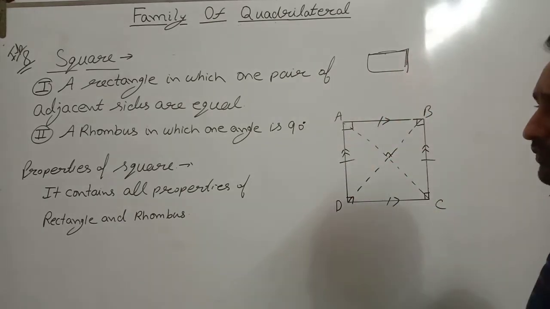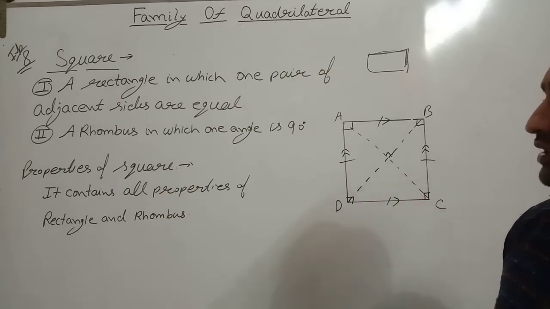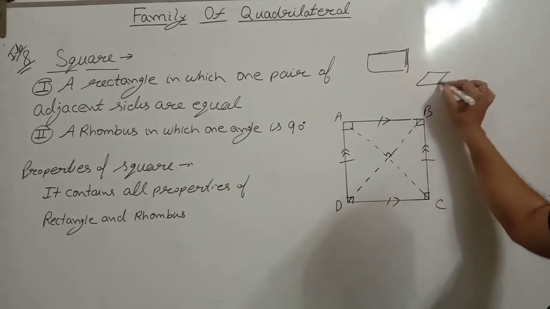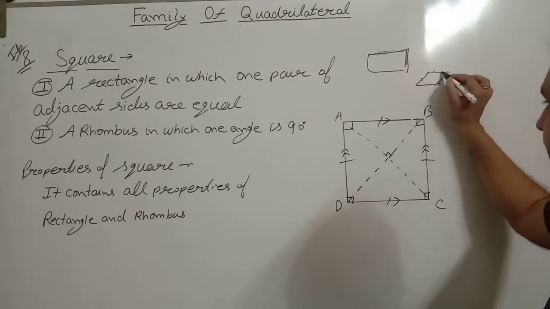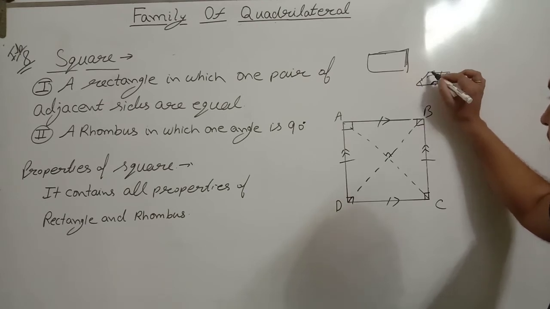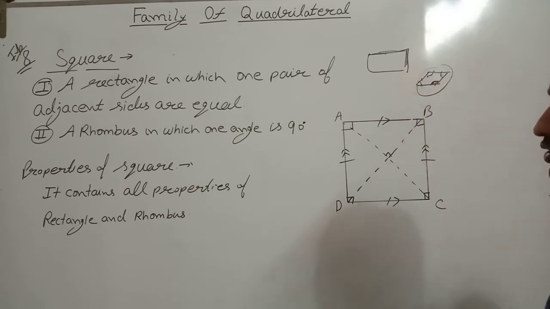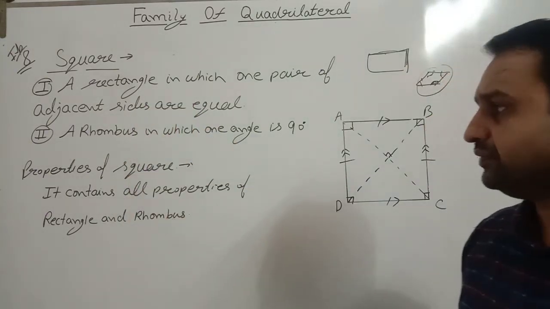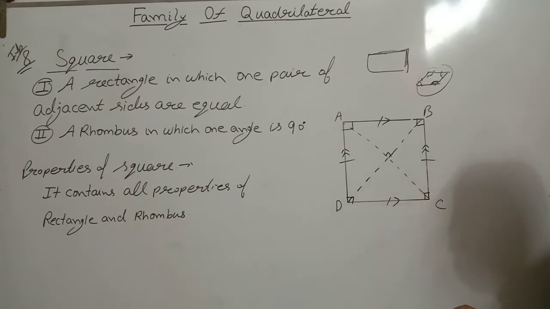If we define a square based on a rhombus, it is a rhombus in which one angle is 90 degrees. In a rhombus all sides are equal, but if one angle is 90 degrees, then this angle is also 90 degrees, this angle is 90 degrees, this is 90, and it is converted into a square. So we define a square based on the rectangle and based on the rhombus. This is a figure of a square.